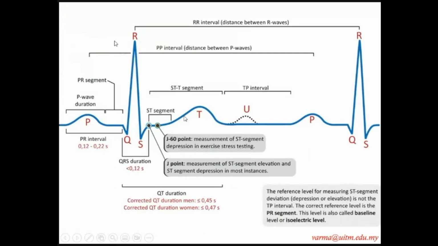Then you have your ST segment and T interval. Please read it on your own. This is the corrected QT duration: man 450, female 460 to 470 at maximum we can take.